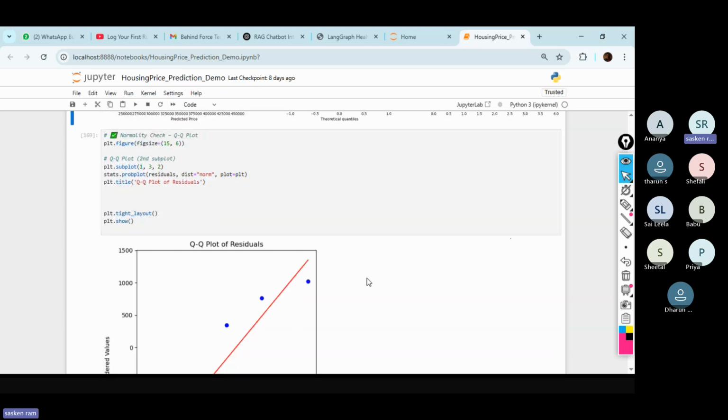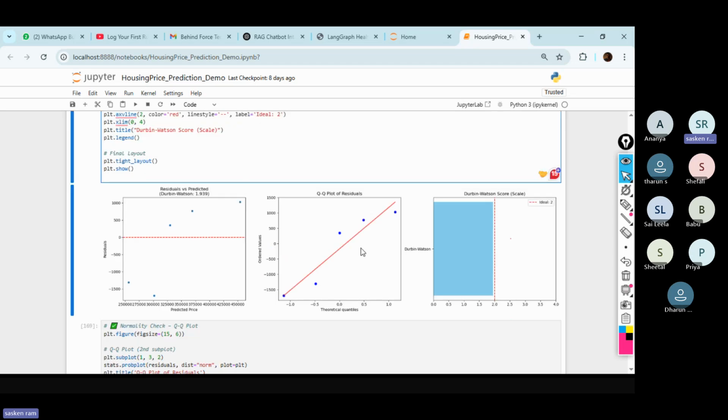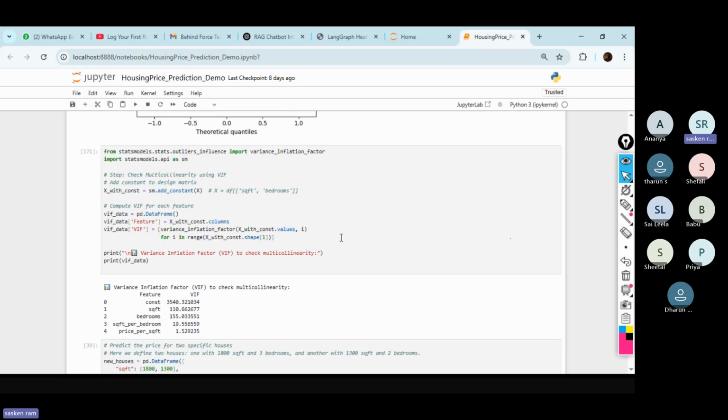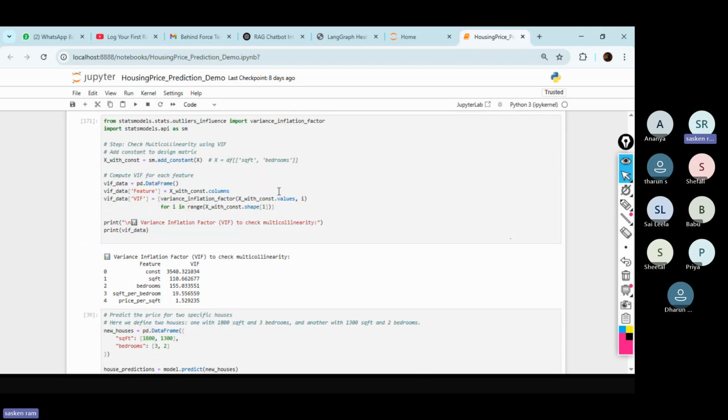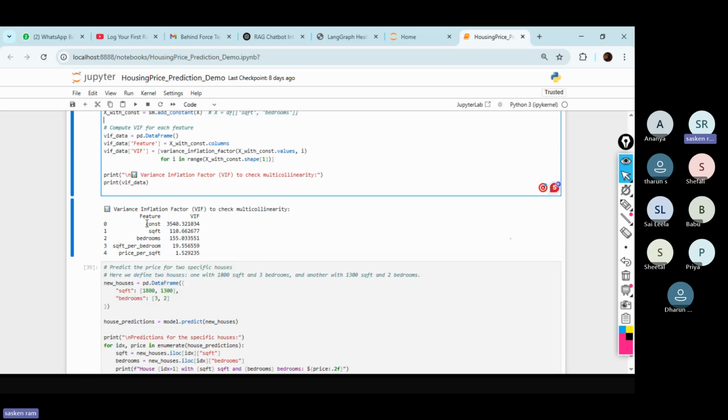The next one is your QQ plot of residuals. It's kind of normal, we have already seen it here. And next one is multicollinearity. There is something called VIF, the variance inflation factor function, available as part of the statsmodels package. Simply import this package and follow this. When you execute this, you can ignore the constant, that's your intercept. Square feet gives you 110, and bedrooms gives you 155.